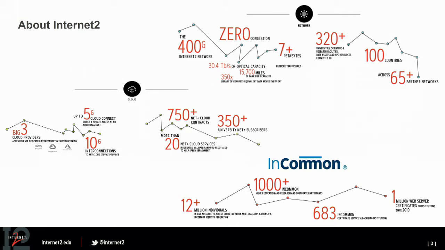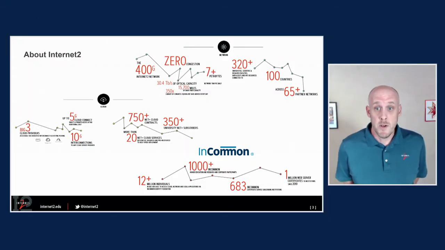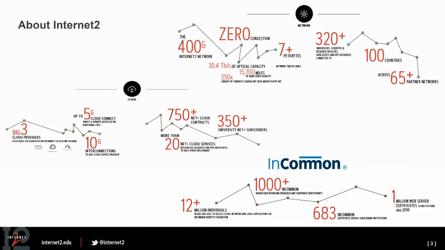We serve over 300 organizations around the United States, connecting to 100 countries. We have 65 plus regional and state networks. We also provide cloud connectivity to the three major cloud providers, and that's one of our fastest growing services for our members. And we also support the InCommon Federation, where we are one of the stewards for federated identity throughout our organizations.